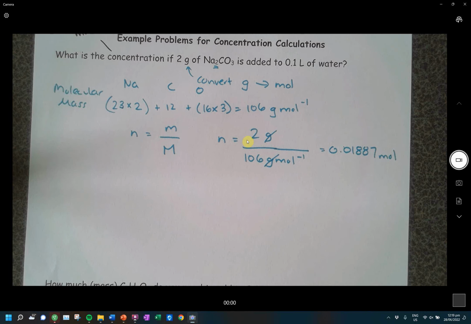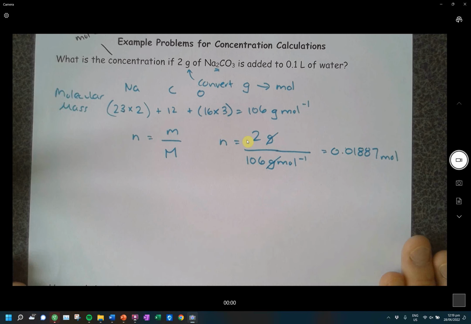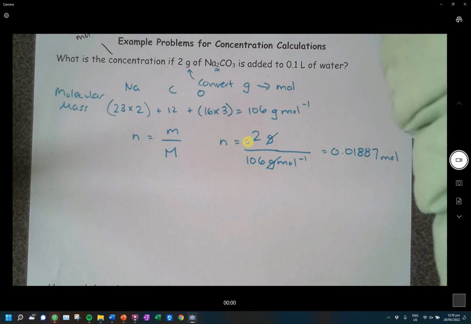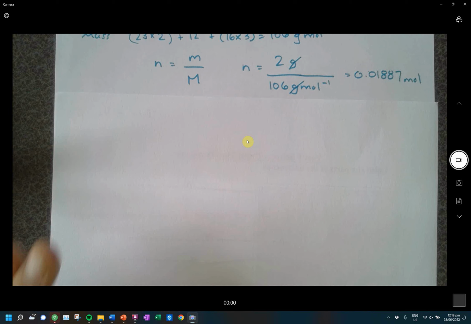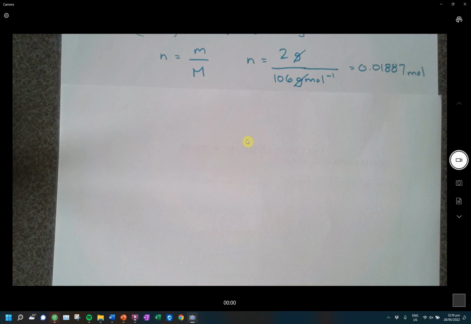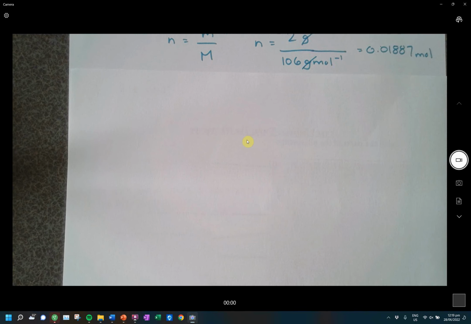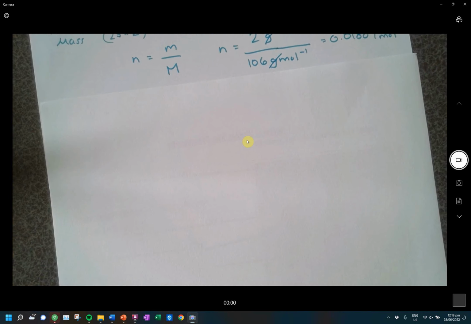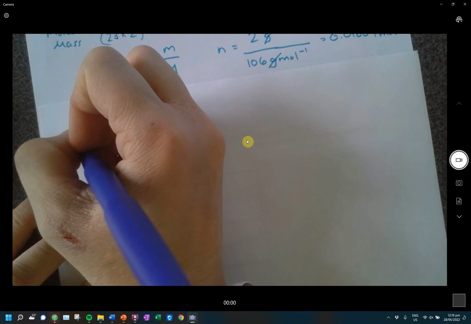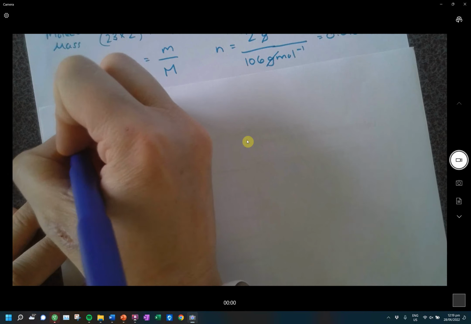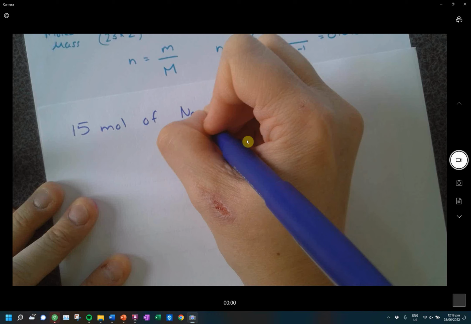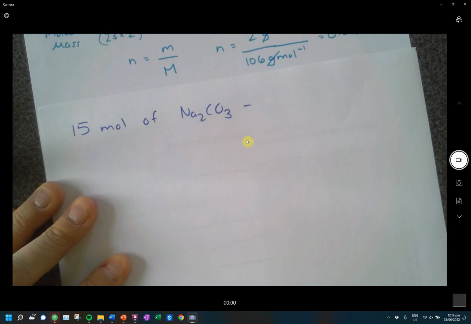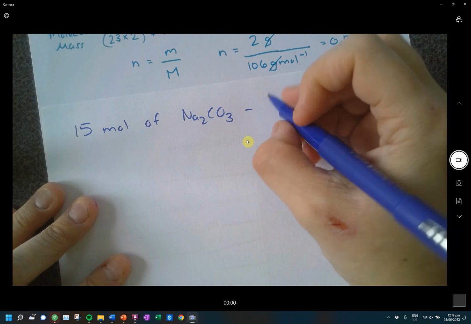All right, shall I give you guys another example working in the other direction? Yes. All right. Unfortunately, on my piece of paper, I don't have an example of one of those, but we can make up a question. So let's say, and we can keep using this example here, I have 15 moles of the sodium carbonate. What is the mass of it?